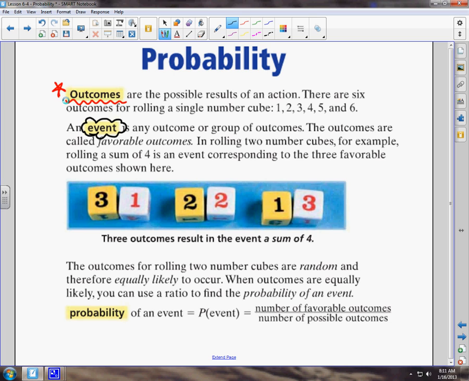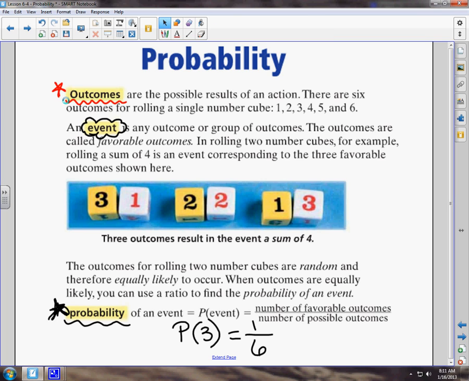And then lastly is probability. You want to copy down this equation. So the probability of an event, so let's say the probability of rolling a 3 on a dice, would be the number of favorable outcomes, the number of times it can happen, 1, out of the number of possible times that it could happen, 6. So if I take a dice and I roll it, I can only get a 3 one time because there's only one 3 on there out of 6 choices.